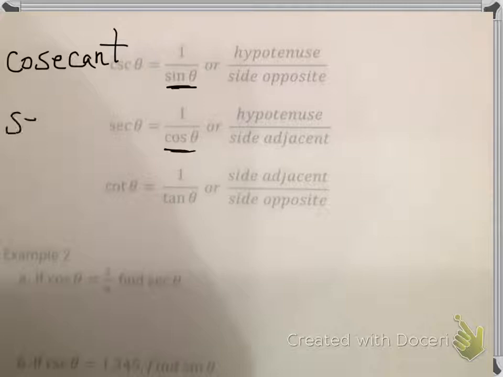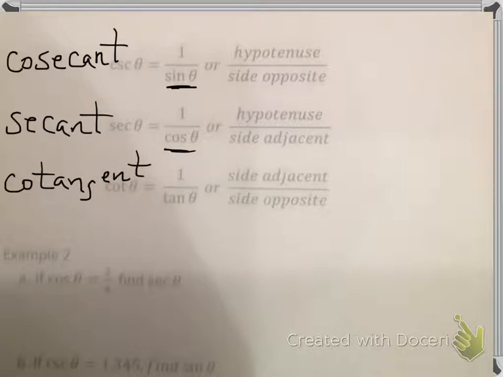Okay, this is the second page in the second part of lesson 5.2, and we are continuing on with the reciprocal of our trig functions. The reciprocal of sine is cosecant, spelled C-O-S-E-C-A-N-T. Cosine's reciprocal is secant. And then you have tangent, and cotangent is its reciprocal.